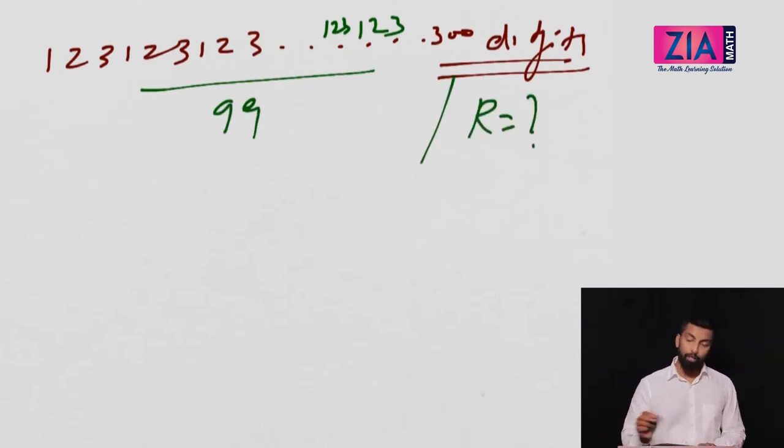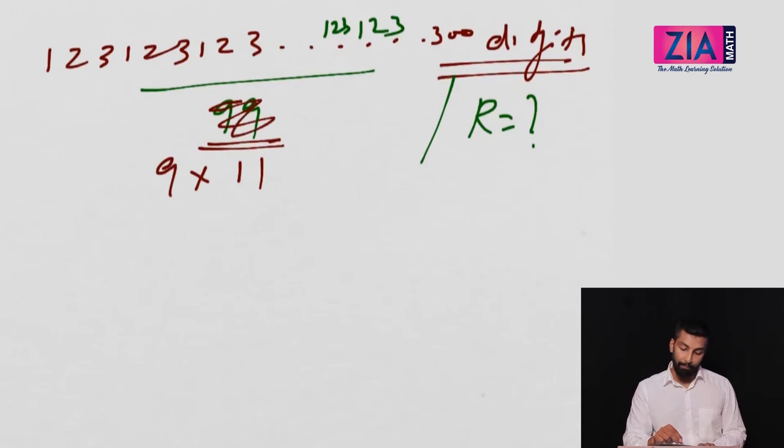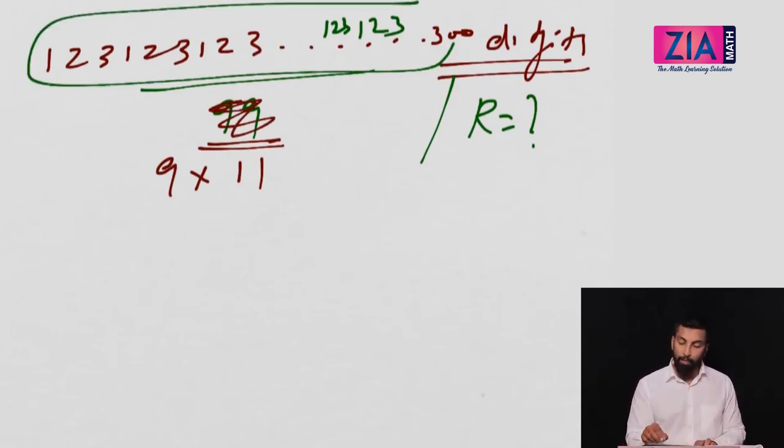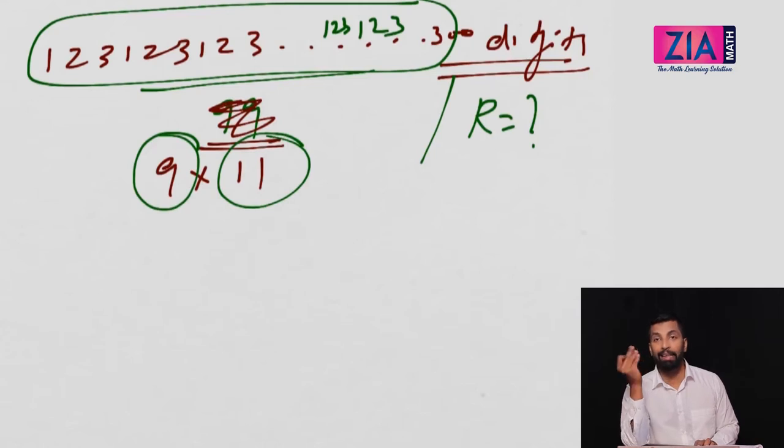Here you can't use Fermat's theorem because these two are not co-primes, and finding that is very difficult. We have a better method. That's what we are going to discuss, the Chinese Remainder Theorem. So here you need to factorize the denominator. You can factorize the denominator 99 as 9 into 11. The numerator is the same. Now what you need to do here is divide the bigger number, that is the numerator, first by 9 and then by 11.